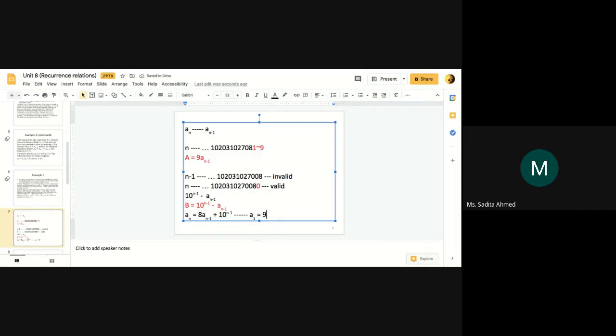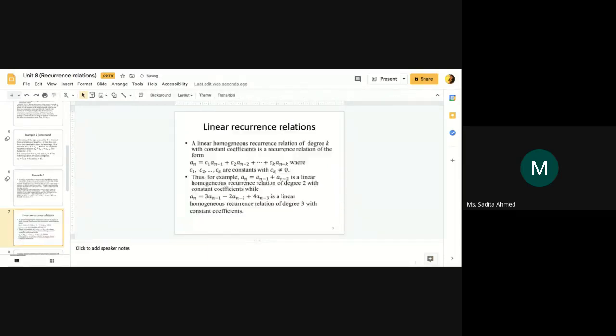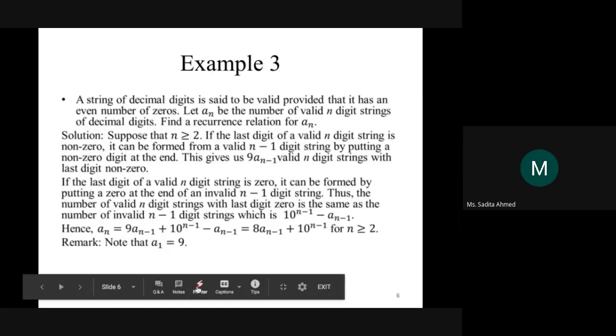So 1 itself is a decimal digit string of length 1. 2 itself is a decimal digit string of length 1. And so on until 9. So there are 9 options, so the value is 9. So A1 will be equal to 9, all right? Yeah. So that is the recurrence relation with the initial condition, okay?